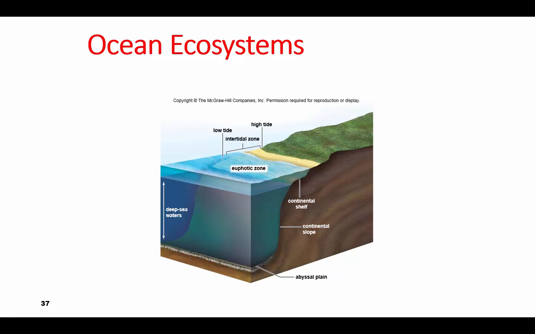So you can see the shallower water where the light penetrates, that's the euphotic zone, and then you get into the deeper areas. You see the intertidal, that's between the low and the high tide marks.